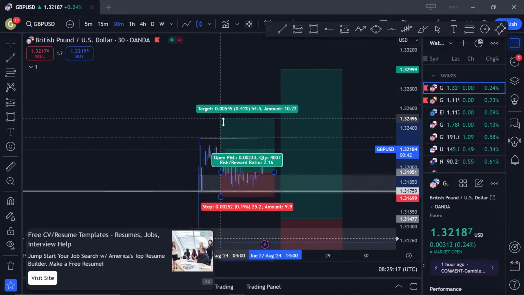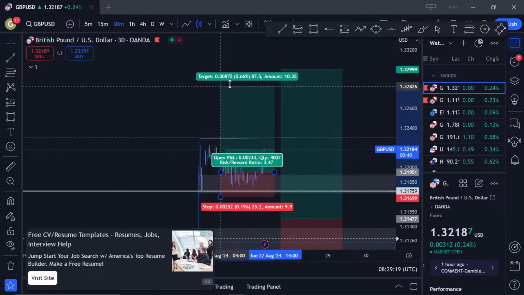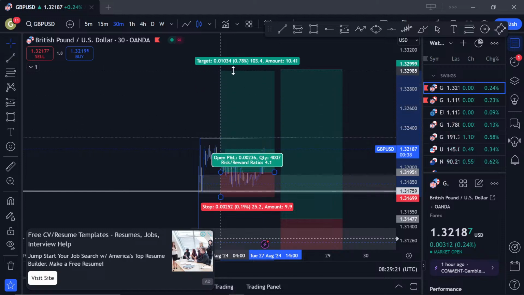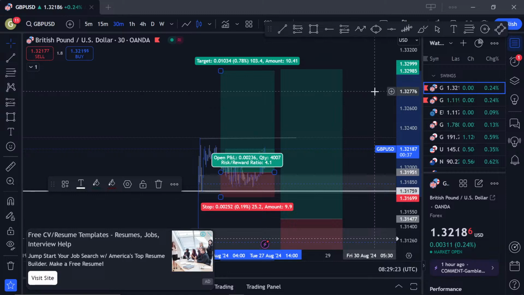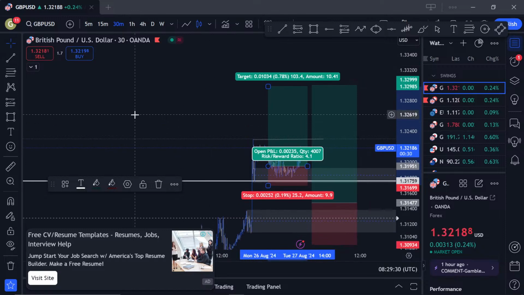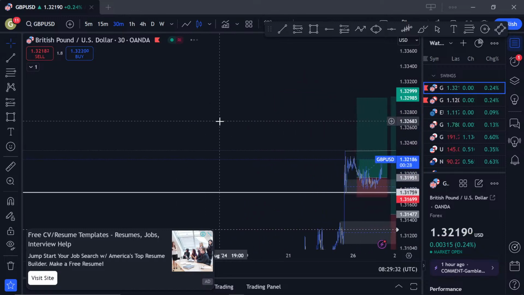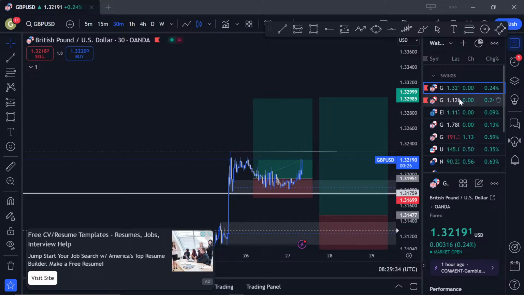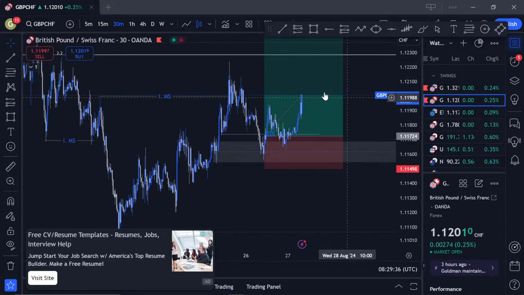Even though that place wasn't up to 1:2, it's around 1:4. But once it gets there, one thing I'll do is I'll just get rid of my stop loss position, and then just set the trade to break even, and then I let it run throughout the week. GBP CHF, here it is, also going well.